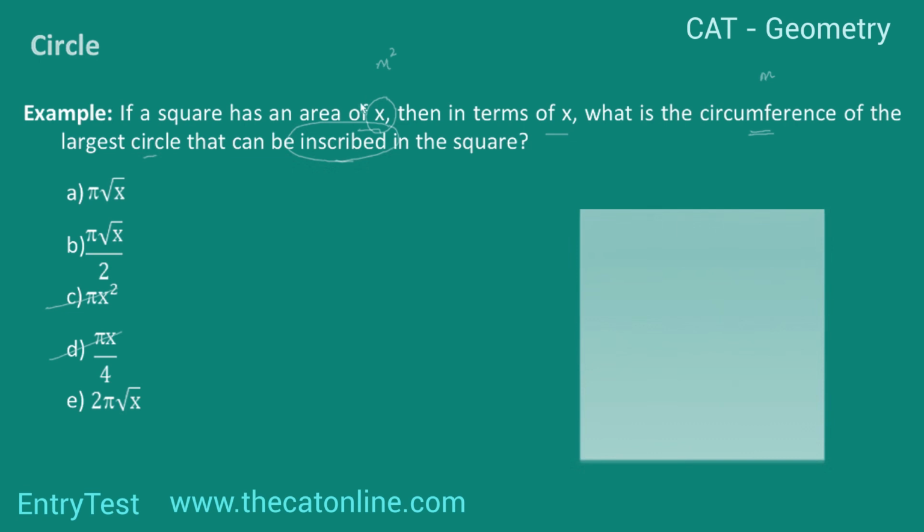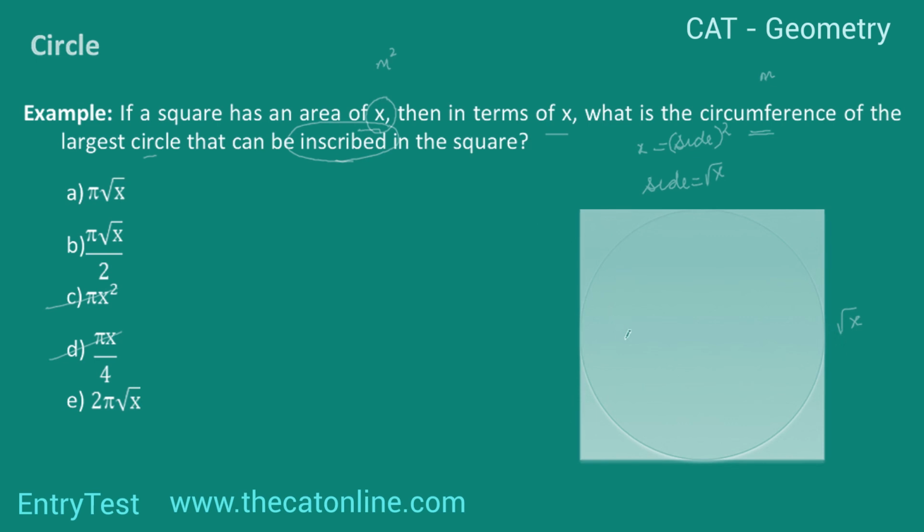This is a square that we have. Now this square has an area of x. Area is given by side square. Side square is x, so the side that I have is root x. So this is root x and this is root x, both the sides. Now I have to get the largest circle. The largest circle is possible only if it is touching all the 4 sides of the square, such as this. So this is the largest circle that can be inscribed inside a square.